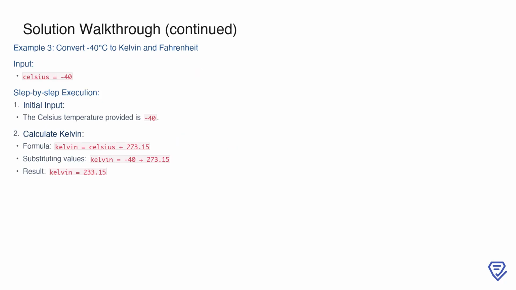In our third example, we are converting minus 40 degrees Celsius to both Kelvin and Fahrenheit. Starting with Kelvin, we use the formula Kelvin equals Celsius plus 273.15. Substituting minus 40 for Celsius, we add minus 40 to 273.15, resulting in 233.15 Kelvin. This is the Kelvin equivalent for this input.